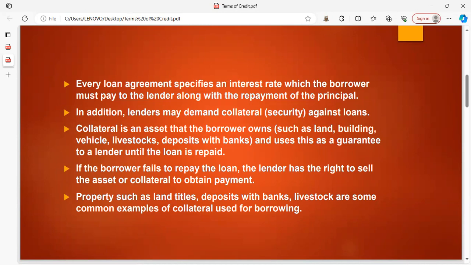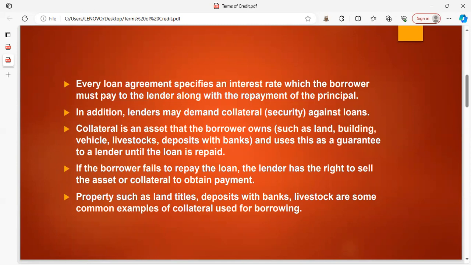Now, what is the principal amount? It is the initial sum of money borrowed from a lender. Initial, in the beginning, when you go to the bank and take a loan, that is what we call the principal amount. The initial sum of money borrowed from a bank or a lender.